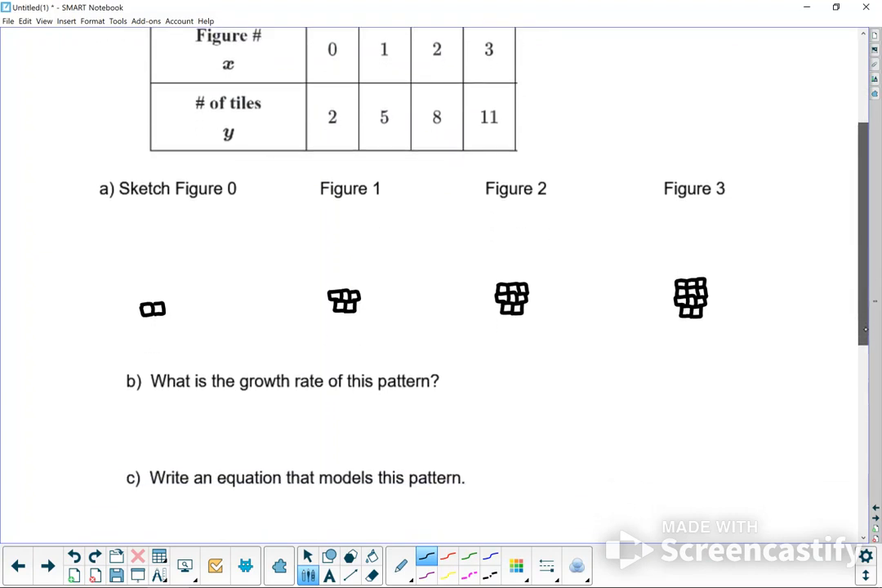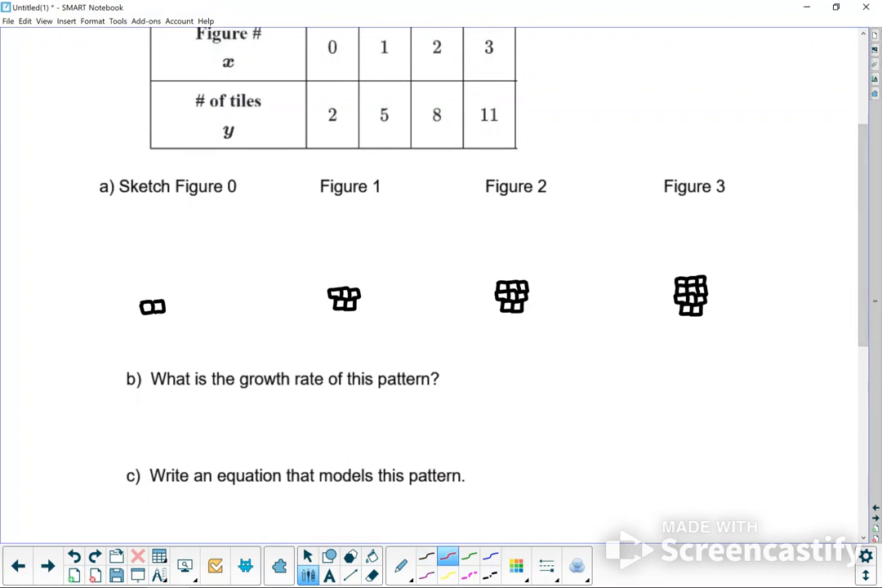So I created a tile pattern. What's the growth rate? You probably saw me doing this, but from 2 to 5, the growth rate is plus 3. From 5 to 8, the growth rate is plus 3. 8 to 11, the growth rate is plus 3. So all I'm doing is starting with 2, and then I added 3. That's how I got 5. And then I went to 5, and I added 3 more. That's how I got 8. And I went to 8, and I added 3 more. That's how I got 11. So the growth pattern is add 3.